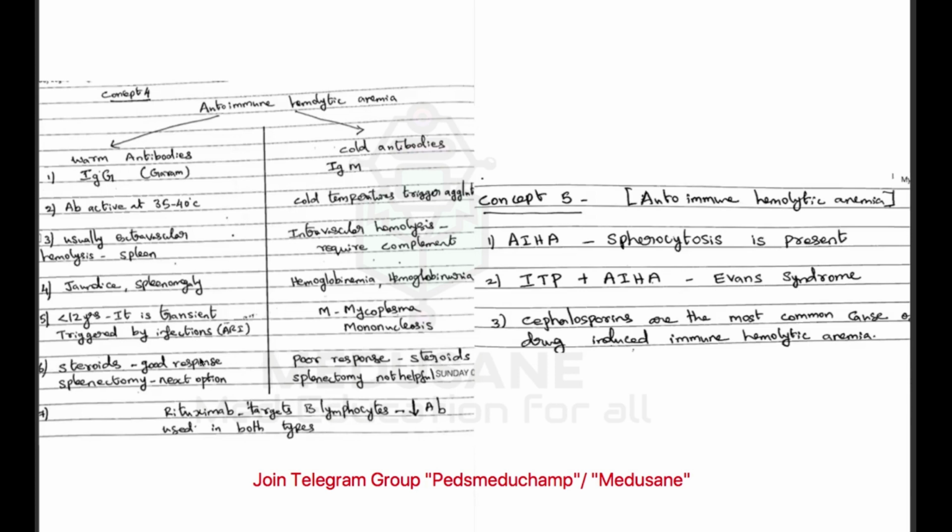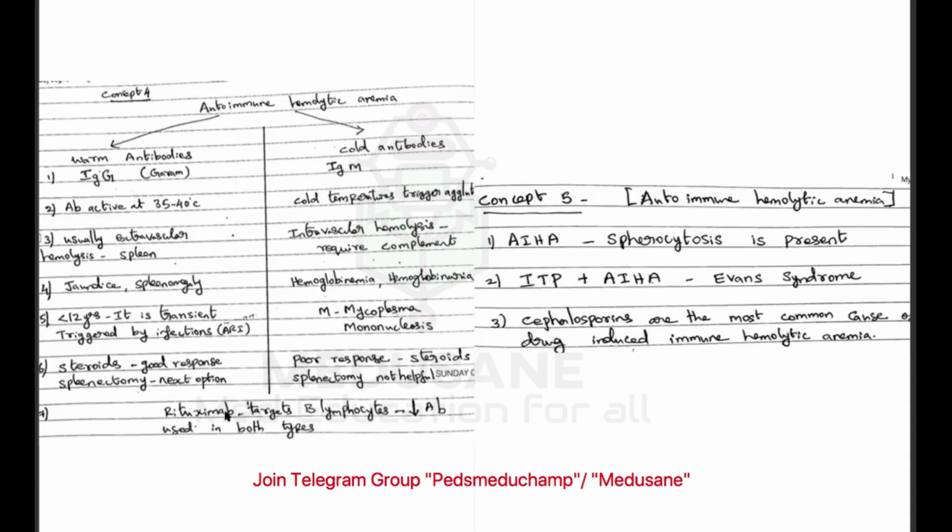If it's not going to respond to steroids, as we said, splenomegaly is going to be a problem. The spleen is the main site of destruction for warm antibodies. So splenectomy is going to improve the condition. So the next option for warm hemolytic anemia is splenectomy. But in cold antibodies, splenectomy is not going to be helpful because it is intravascular. And remember, you might get an MCQ where the treatment which is helpful for both warm antibody and cold hemolytic anemia is rituximab.